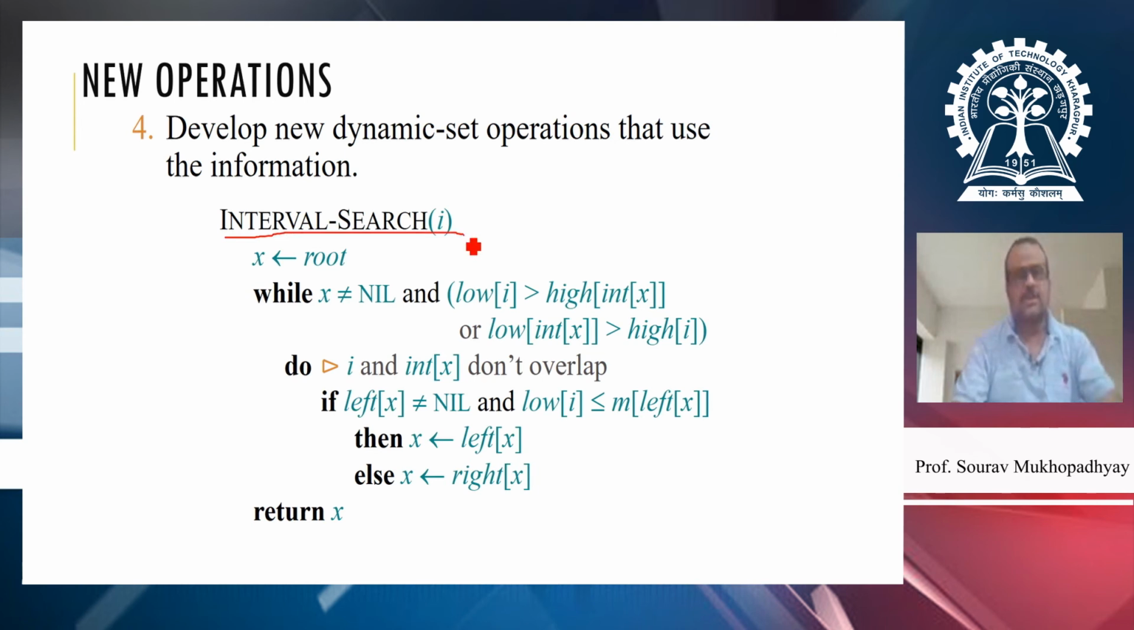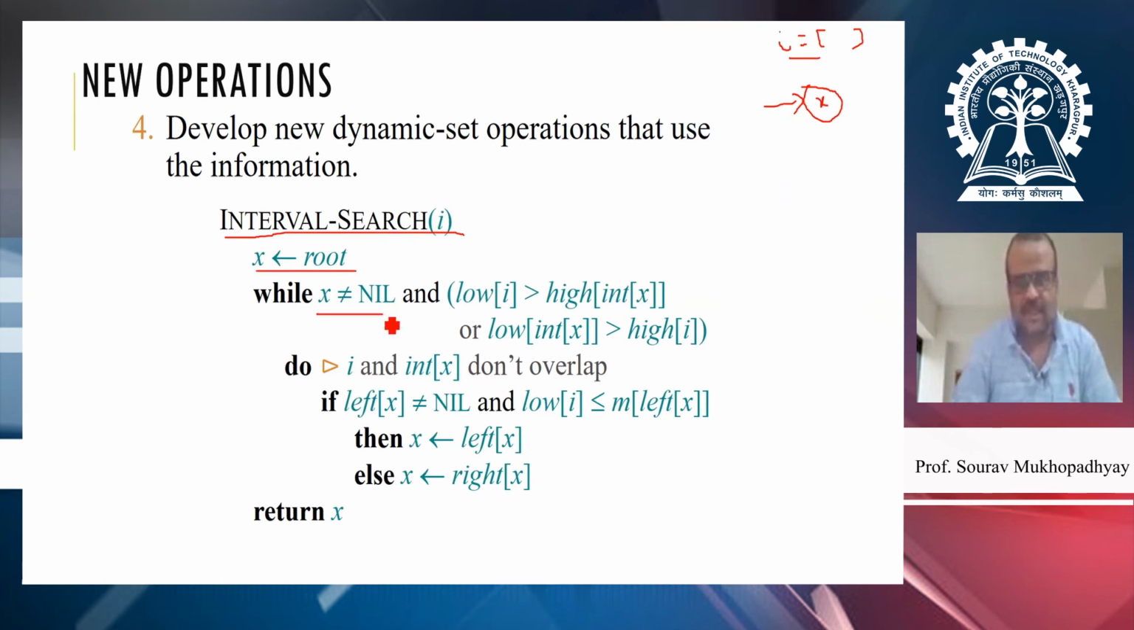We are given a tree, so we take the root in x. This is our x, the root. Now x may be nil, we may not have any node, or at a later stage it may go to the nil node. Then we have to return that there is no interval overlapping with this. Now we want to check whether the query interval I, which we have been given, with left end point and high end point, low and high, is overlapping with x or not. How do we check that?